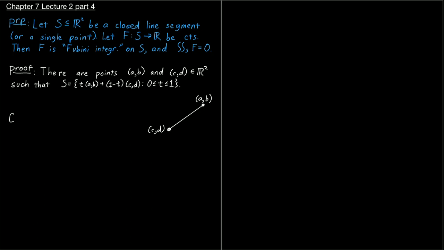So the first case we look at, suppose the first case we are excluding single points. This is where it's a diagonal line segment, so it's not horizontal, it's not vertical.